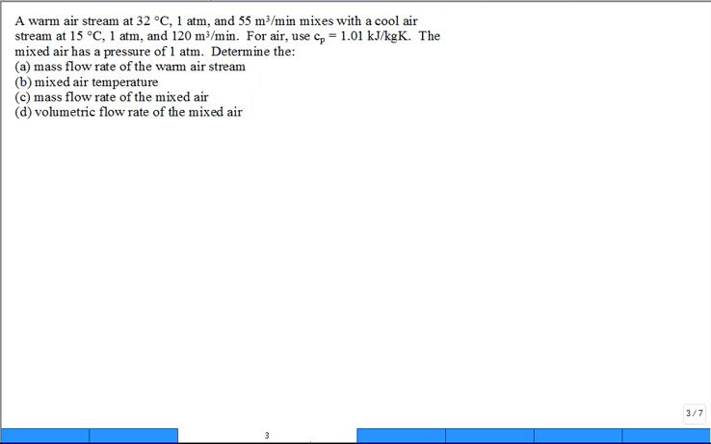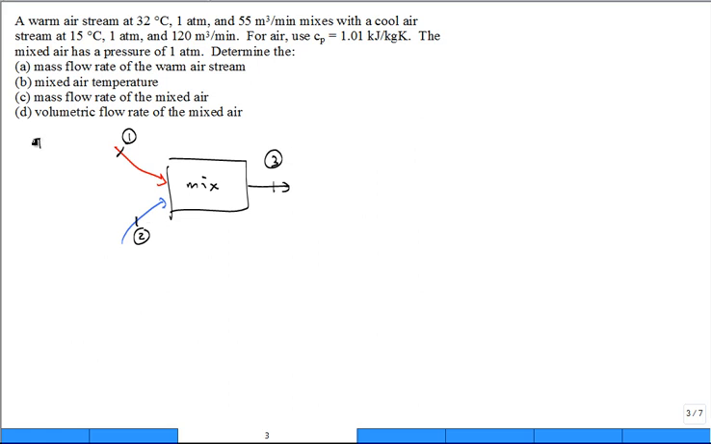Let's just solve problems. A warm airstream at 32 degrees C, 1 atm, and 55 cubic meters per minute mixes with a cool airstream. So we have 2 airstreams. One is warm, one is cool, and they mix and go out lukewarm. Let's call these 1, 2, 3. So those are our 3 states.